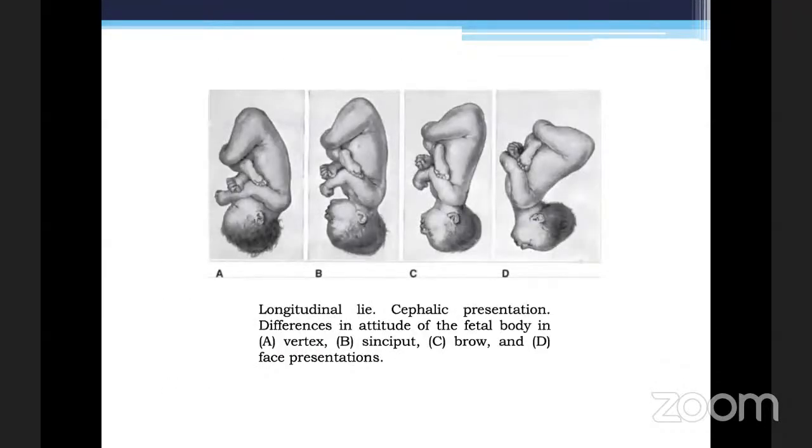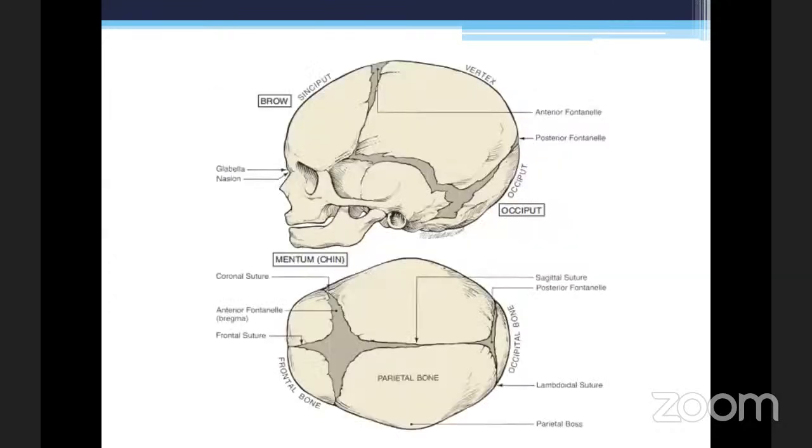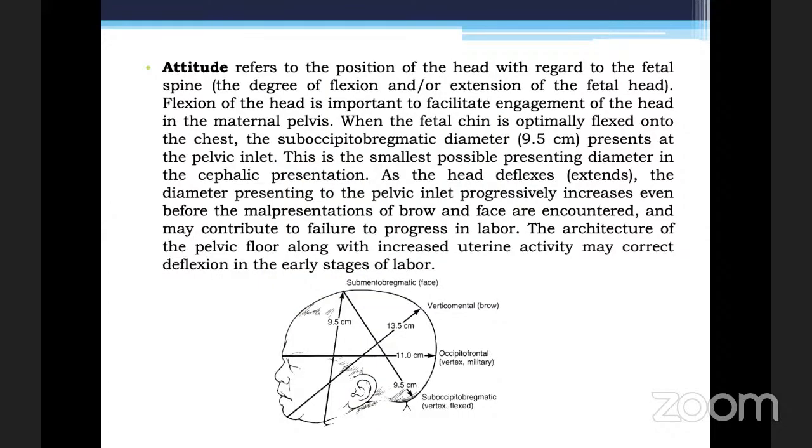So here are the various depictions showing cephalic presentation. Diagram A shows the vertex, B is the sinciput, C is the brow presentation, and D is the face presentation. And this is also a diagram of the landmarks of the fetal skull for determining the fetal position. The attitude refers to the position of the head with regard to the fetal spine, the degree of flexion or extension of the fetal head.